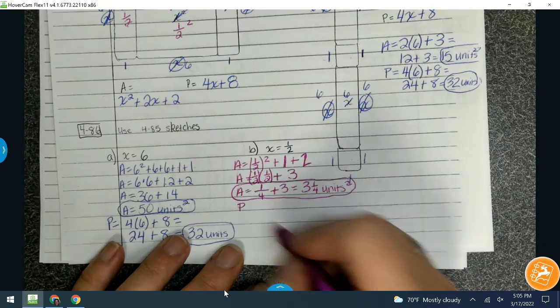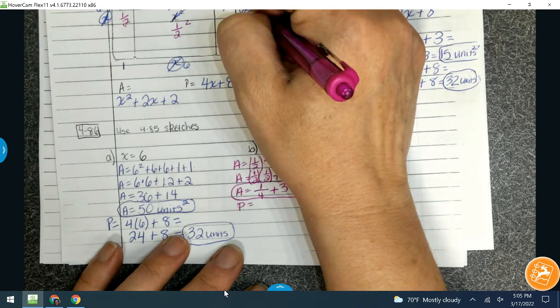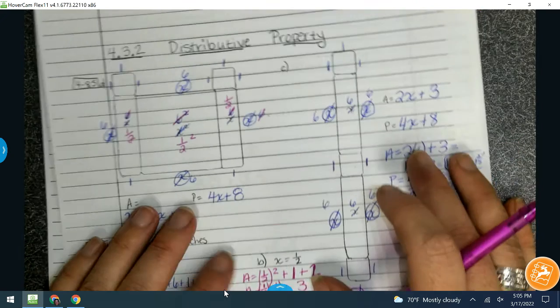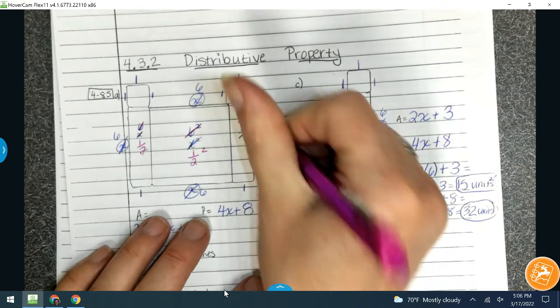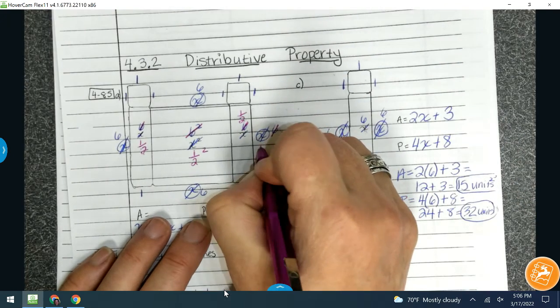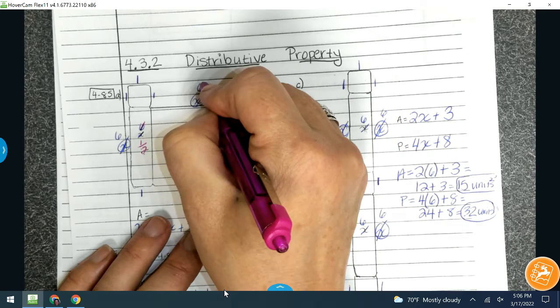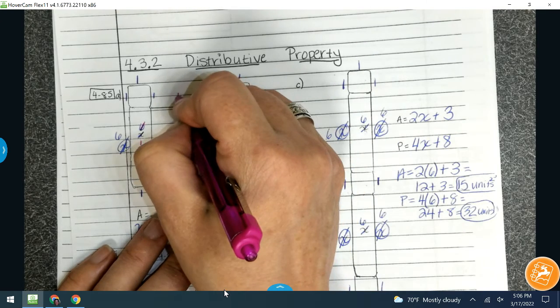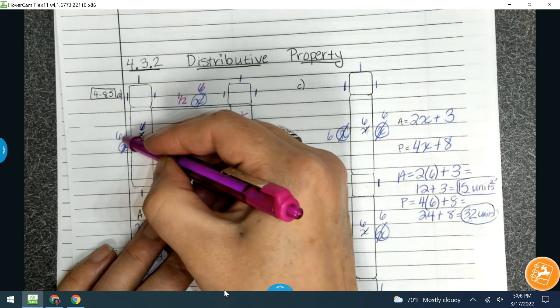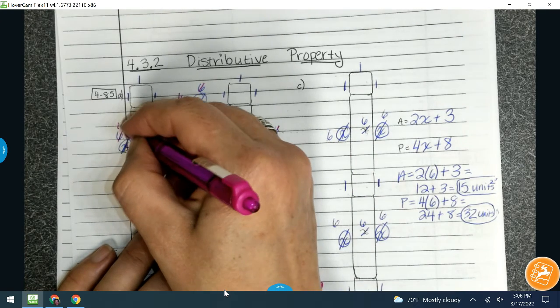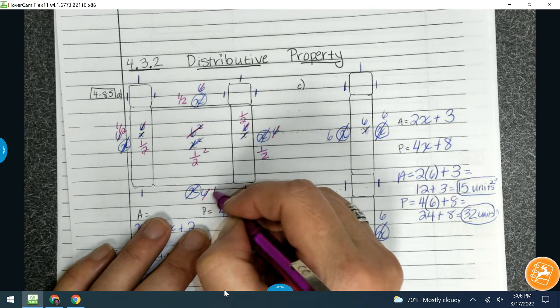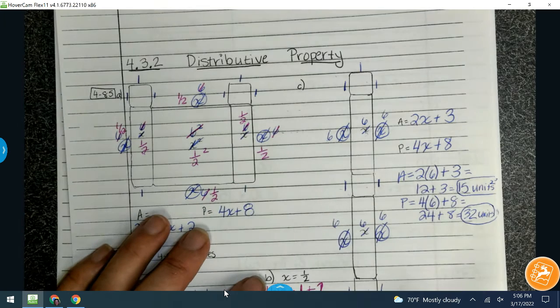Perimeter of this shape up here, doing the same thing. That guy, oops, helps if it's on the screen. This x now becomes 1/2. This x right here becomes now 1/2. This x right here now becomes 1/2. And this x right now becomes 1/2.